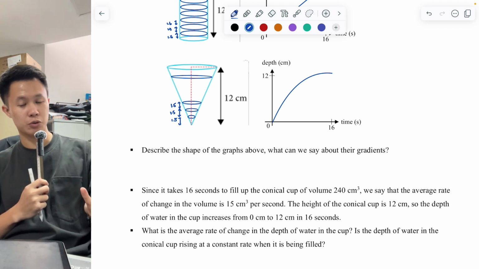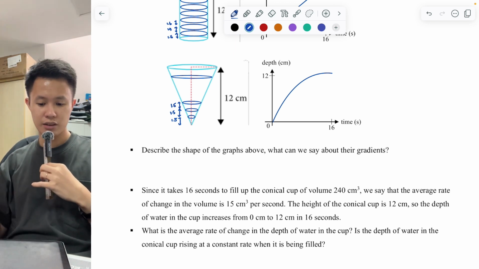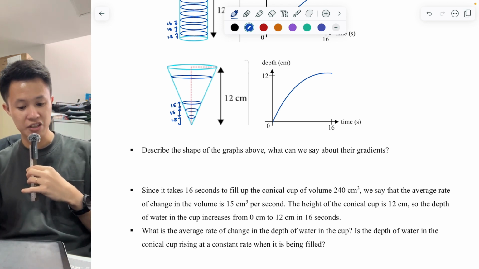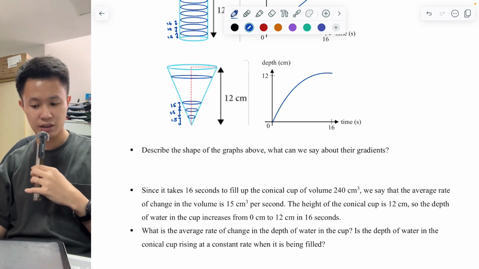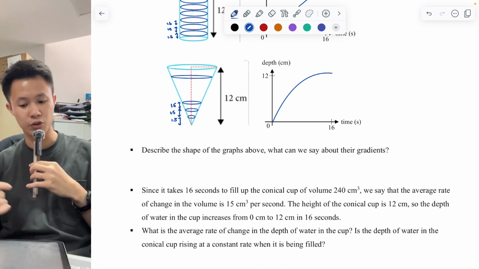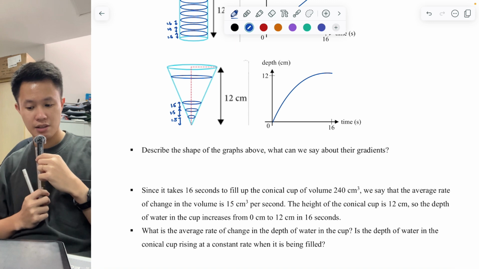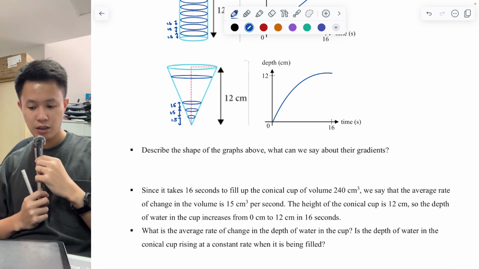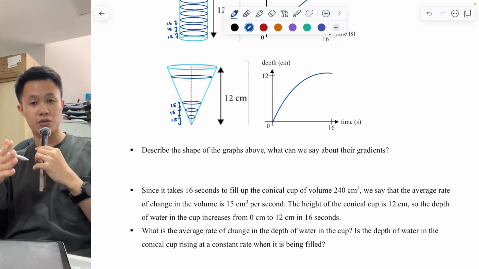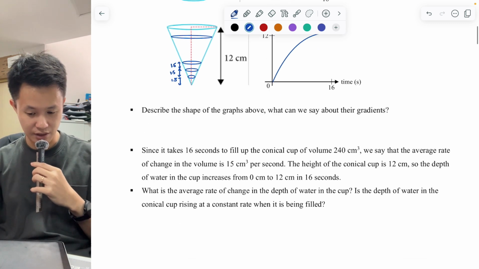Okay, and we know the volume of the cone cup, which is 240 cm cubed. We say that the average rate is actually 15 cm cubed per second. How do you get 15 cm cubed? You take 240 cm cubed divided by 16 seconds, right? So since the height of the conical cup is 12 cm, the depth of water in the cup increases from 0 to 12 cm in 16 seconds.